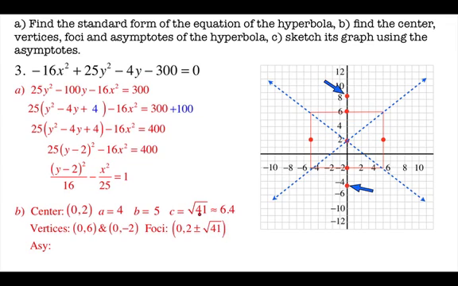To find the asymptotes, again, you already know the plus or minus 4 over 5. And then use the center, and then just solve for y. And this is what you end up with. I'm skipping a step or 2 here, but it's very similar to what we did on number 1 and 2. Let's go to the next problem.